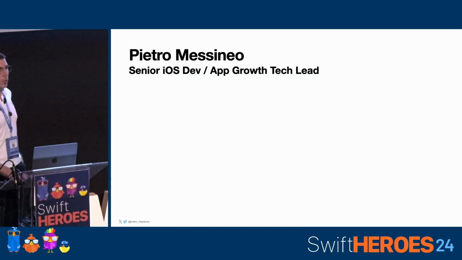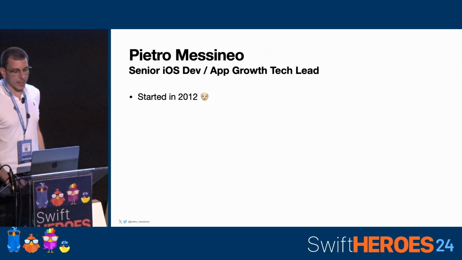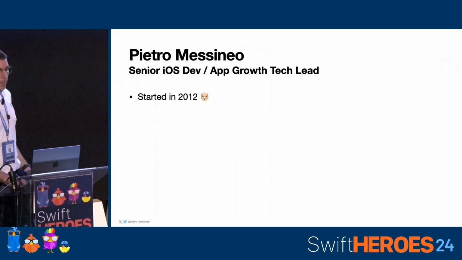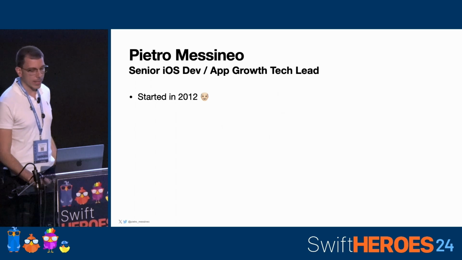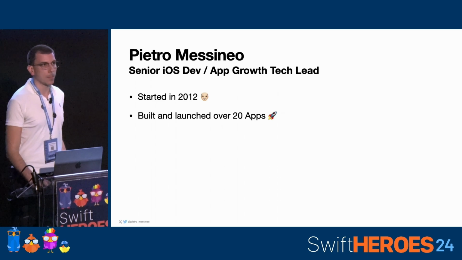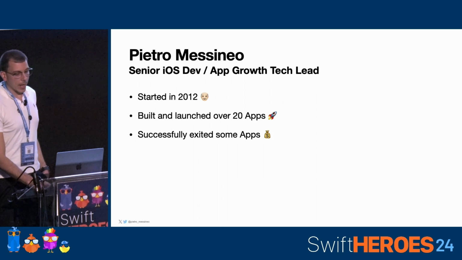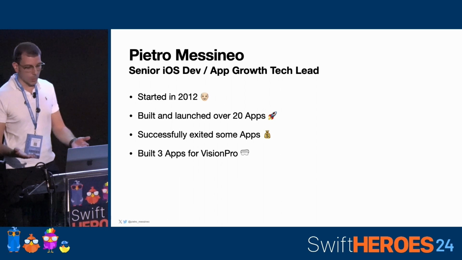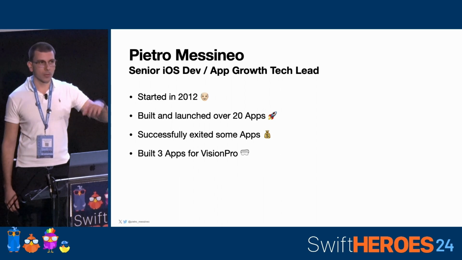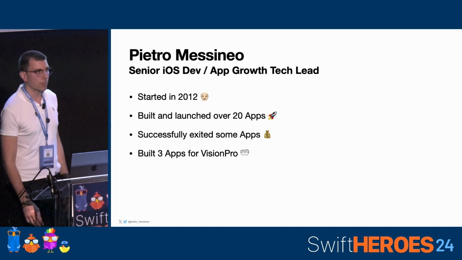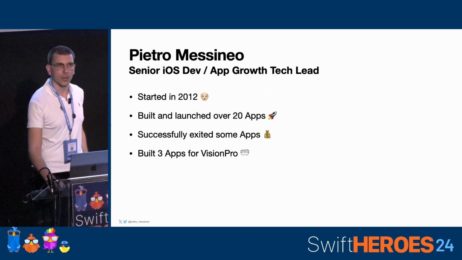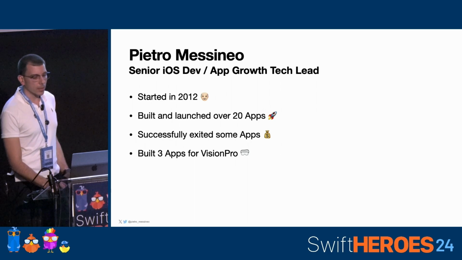All right, so I'm Pietro Messine. I'm a senior iOS dev. I started building apps in 2012. Then I built around 20 apps of my own, so I'm also an indie dev. I exited some of them. I've already built 3 apps on Vision Pro, and that's why I have it. I flew all the way to New York to buy it on day one. I met some people that I think are not here today, but it doesn't matter.